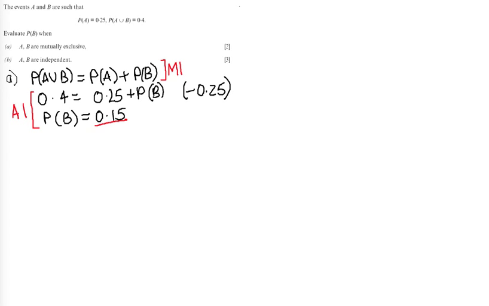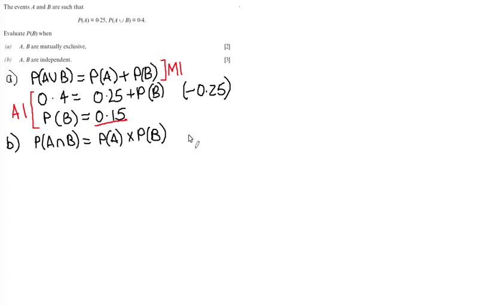Let's have a look at question B. B says we want to find the probability of B when A and B are independent. What I know in this situation is that if A and B are independent, I can use the fact that the probability of A intersect B equals probability of A times the probability of B.